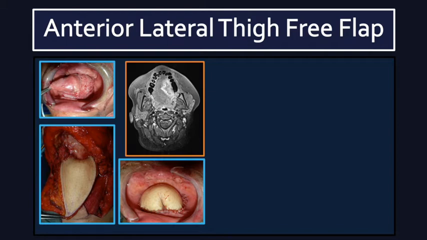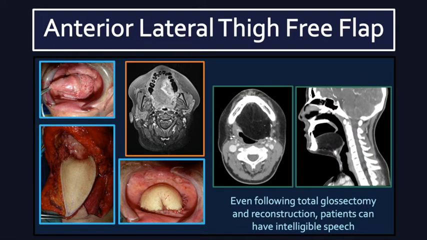Here is the maxilla and the mandible. The flap is secured at the base of tongue area and then is folded upon itself. We get a large mound in the back of the mouth, which is desirable. This is a different patient, but the same surgery was performed.